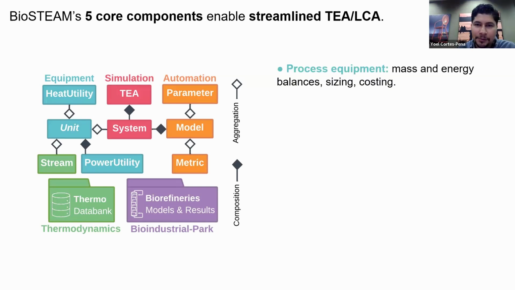The first component here, in blue, is the process equipment, which allows for mass and energy balances, sizing, and costing of unit operations. BioSTEAM is written in Python, which is an object-oriented programming language, so a lot of the features are coded in as objects. Every unit operation has the same framework for unit objects, and that allows you to add heating and cooling utilities, power utilities, and define how you get your output streams from your input streams and how you want to size and cost them. We also have the thermodynamic engine.